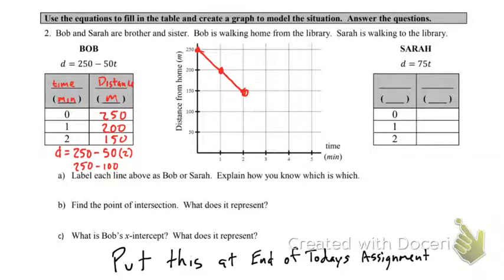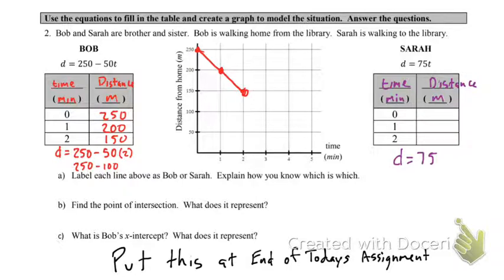All right, now we're going to do the same thing for Sarah. We'll put Sarah in purple. Same idea. We have a distance and a time. So time goes here. Distance is still here. We're using the same info. Time is in minutes and distance is in meters. But now we have a different equation for Sarah. So she's D equals 75T.